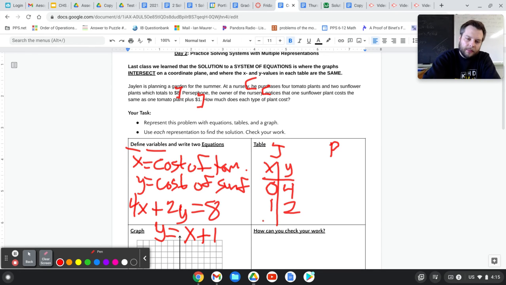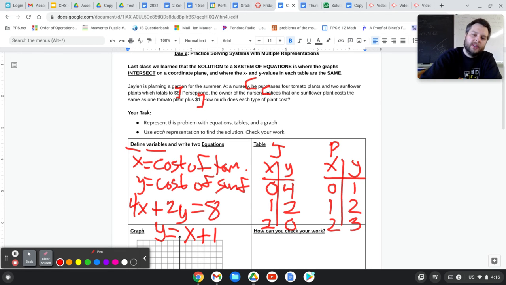We know it's linear, so we can predict the next number, or you can run the numbers again. If tomatoes cost $2, 4 times 2 makes 8, and that means that the sunflowers must be free. Because of domain and range restrictions, I'm done with Jalen's table. Persephone notices something different. She notices that each sunflower costs the same as a tomato plus 1. So if a tomato is 0, plus 1 is the cost of a sunflower. If a tomato is 1, plus 1 is 2, the cost of a sunflower. 2 plus 1 makes 3.